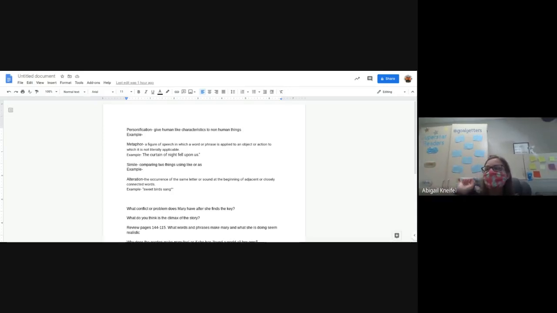And then a simile. I know we've already talked about a simile. A simile is comparing two things using like or as. So if I said, wow, that frog is as big as a dinosaur, I just used a simile because I compared a frog and a dinosaur using as. Okay? Similes are the easiest to point out of all four of these things that we're talking about today. And the last one is an alliteration.